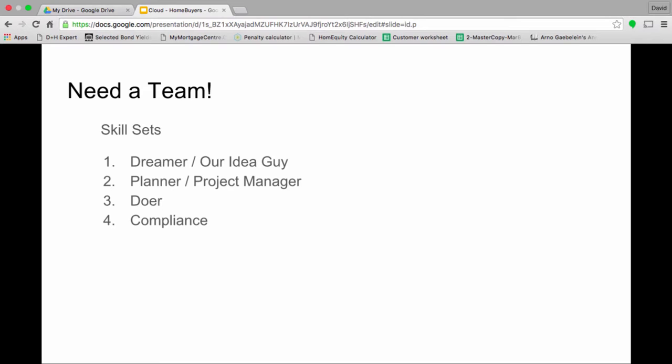So to do all this, we need a team. It's not a one-man operation. We need a team, and the way I see it is we need a team with 4 different skill sets. We need a dreamer, such as myself, who can come up with the idea. But then we need a project manager, someone who can plan it out and implement that systematically. But then we also need a doer, someone who is able to just do without fail. And one more person who would make sure that whatever we set up to do, we are going to do it in compliance.